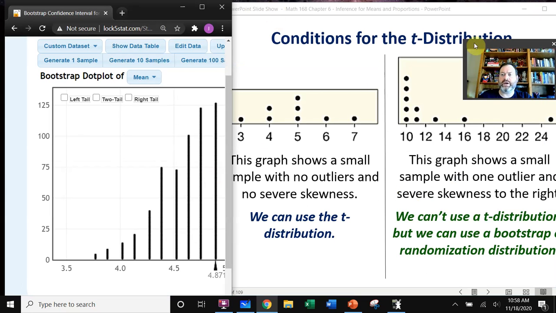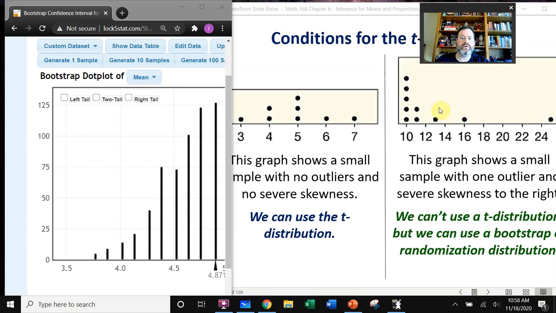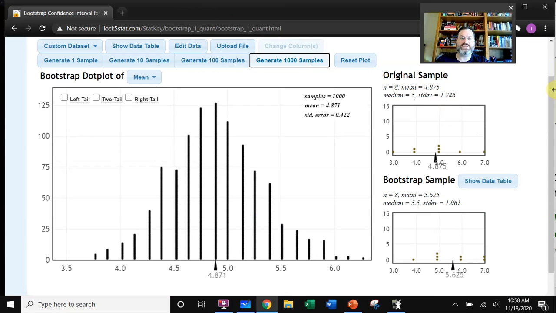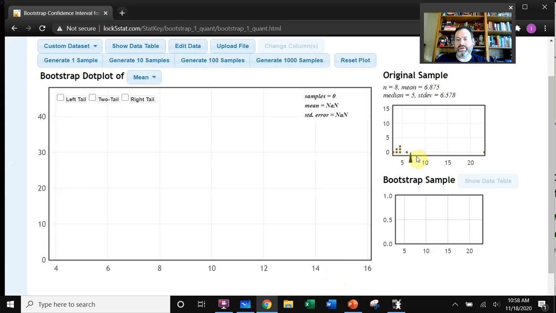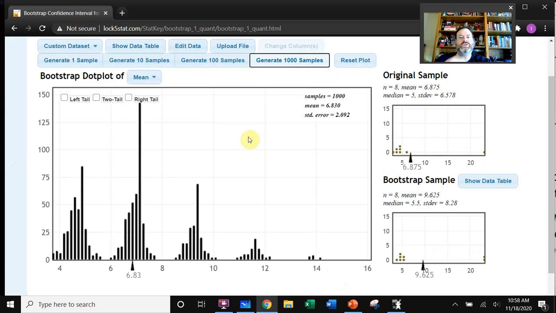Now, what happens if I use this other data set over here? Well, I don't want to type in that whole data set, so let's just make one of these an outlier, right? So look, I just made a big outlier over here, right? So I just changed that 7 to a 23. So you can see that a bunch of weird stuff happens, right? So this is why we can't use a t distribution when we have small skewed data sets.